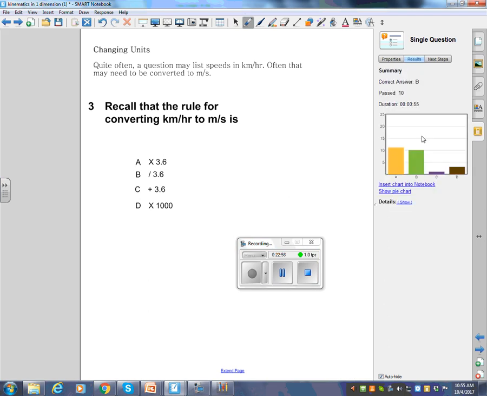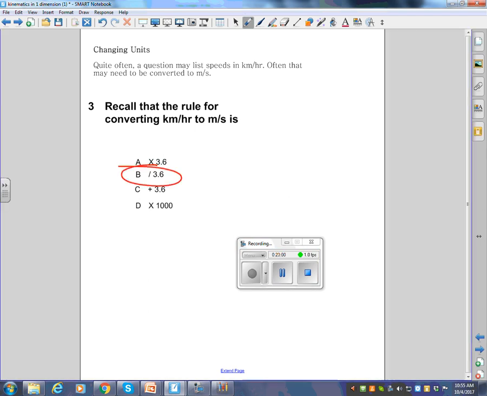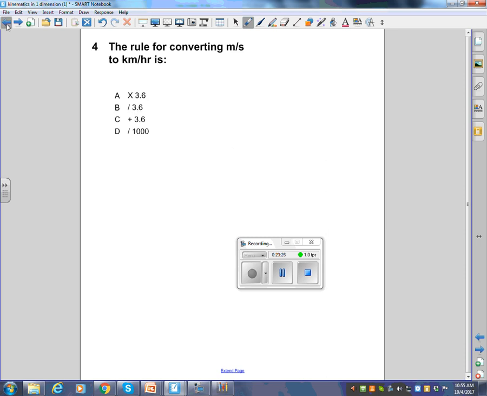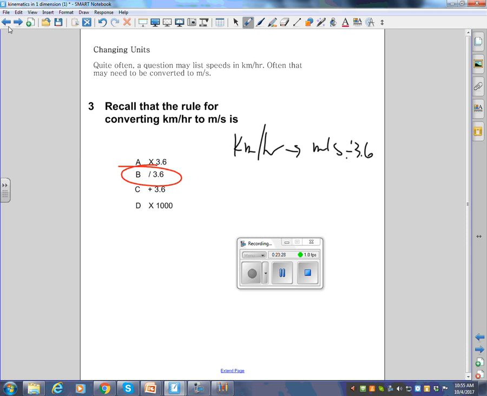The correct answer is B, divide by 3.6. Did you remember it or did you just guess? Did you Google it up? Here's the rule. This is something you definitely should write down. Kilometers per hour to meters per second is divide by 3.6. Kilometers per hour to meters per second, you divide by 3.6.